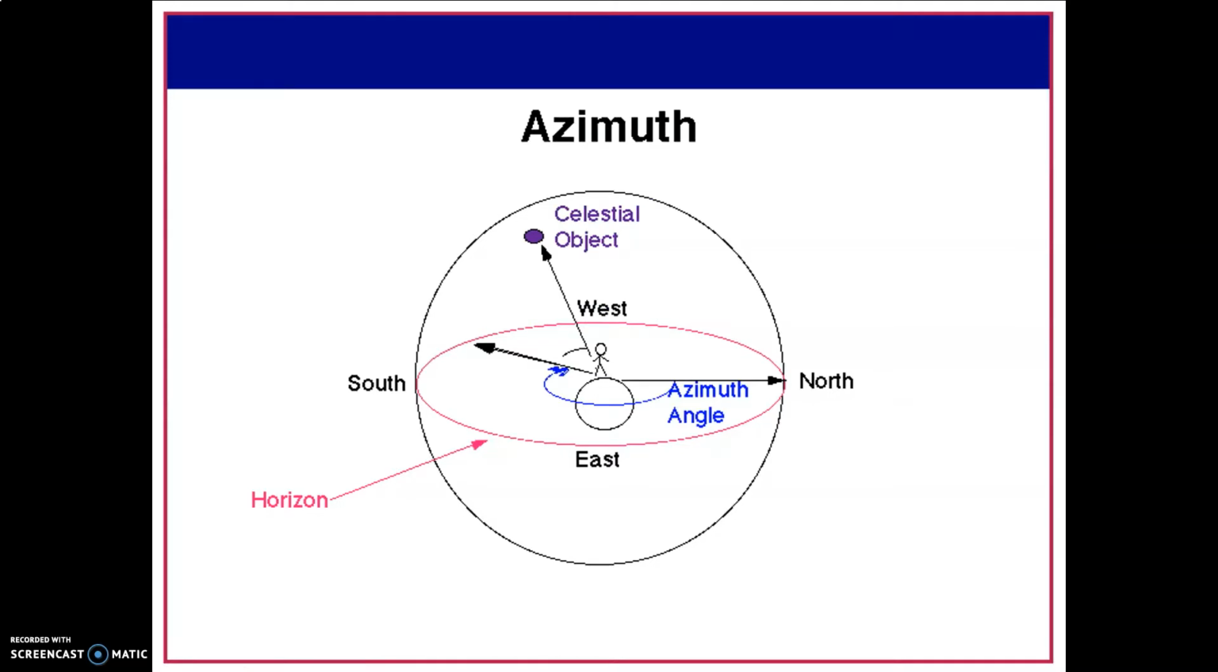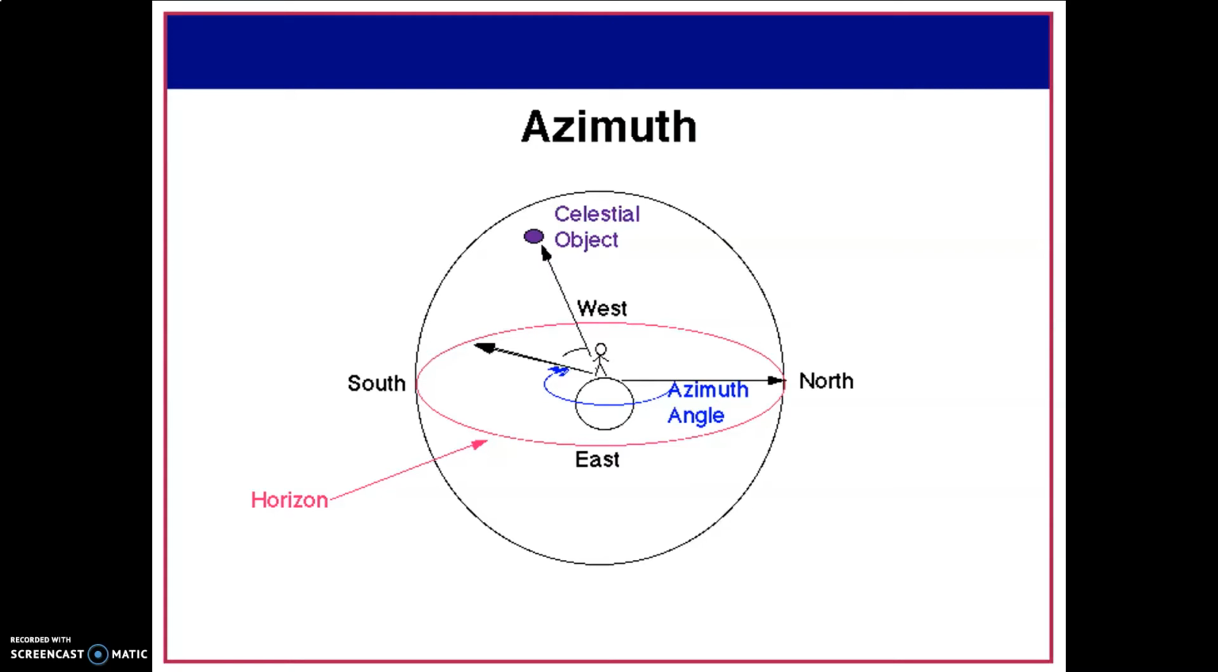So this is your azimuth angle. Start from the north, go eastward to wherever the object is in the sky. The reason you always go eastward is because we have to have a standard of measurement. It would be confusing if you would just start from the north, but then you could go west or east. So we always start from the north and go eastward.